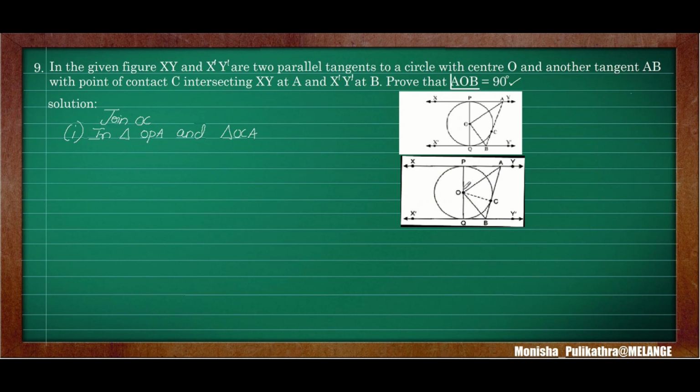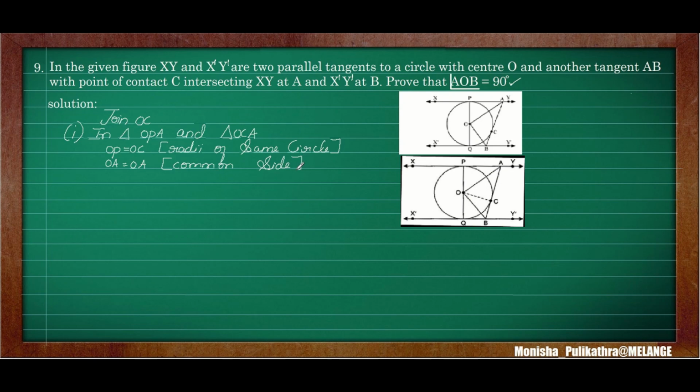In these two triangles, OP is equal to OC. Why? Because radii drawn to the same circle. Okay, so OP is equal to OC because radii of same circle. Next, here OA, in both the triangles, OA is the common side. So OA is equal to OA because common side.